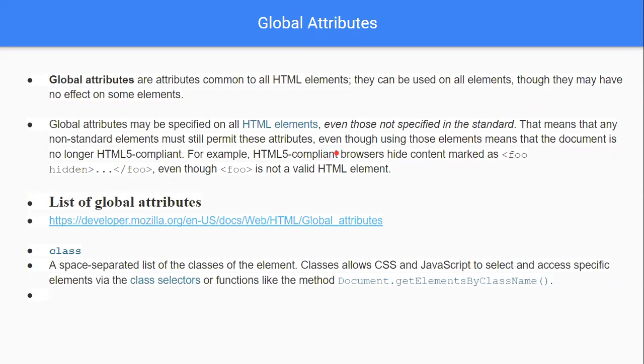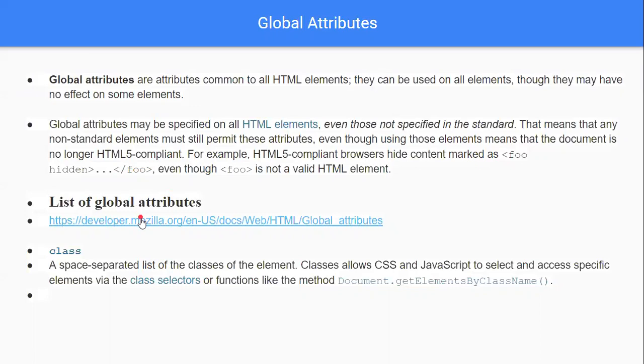So global attributes may be specified on HTML elements, even though they're not specified in the standard. That means that any non-standard elements must still permit these attributes, even though using those elements means that the document is no longer HTML5 compliant, which is then all of those errors and warnings you may get in the validator. For example, HTML5 compliant browsers hide content marked as hidden, like there would be hidden and then it marks it, even though foo is not a valid element. So what it's saying is it's not going to break, it'll just hide some non-compliant elements even if it's not in the standard.